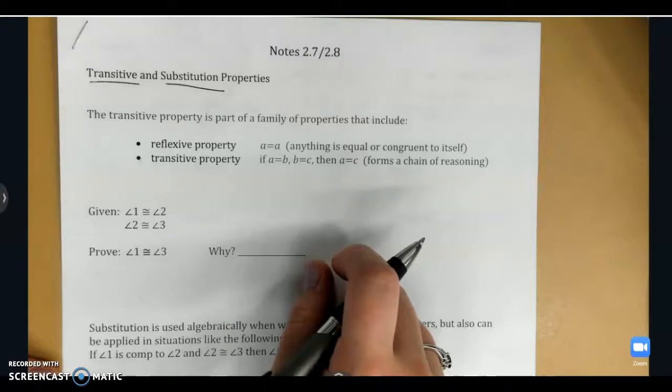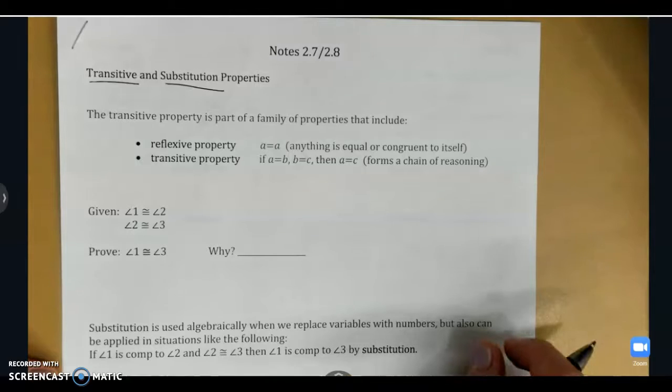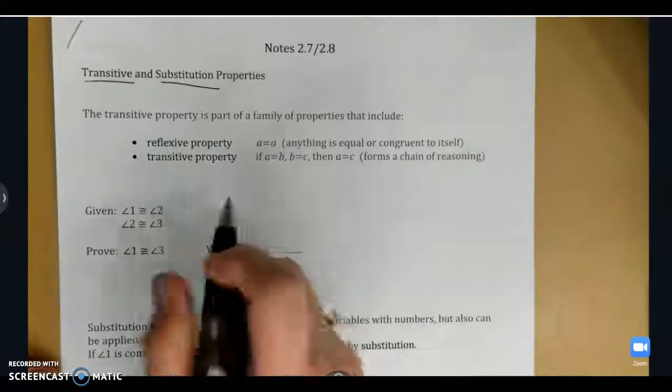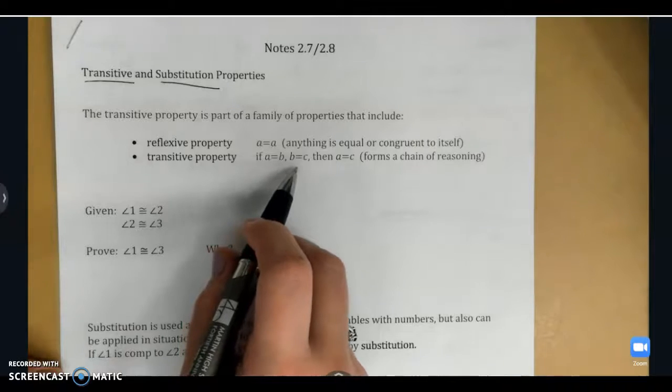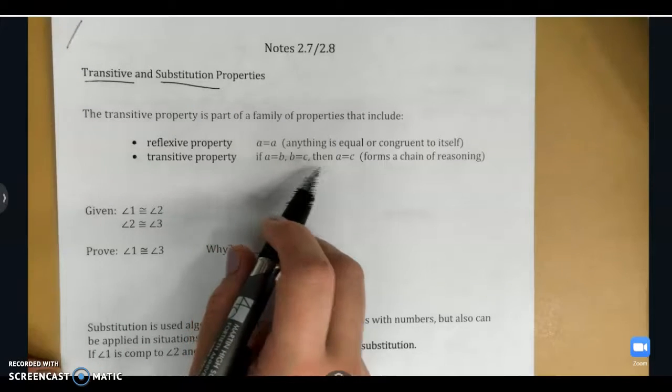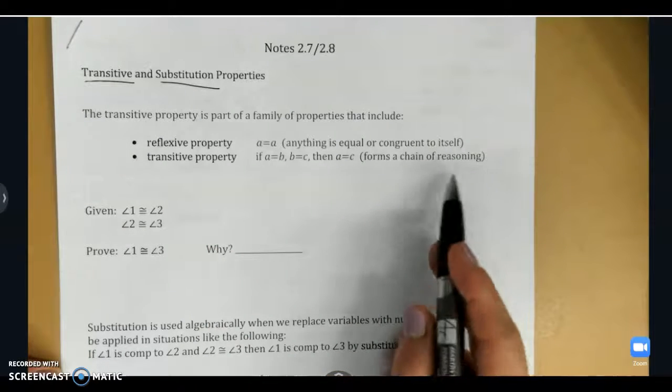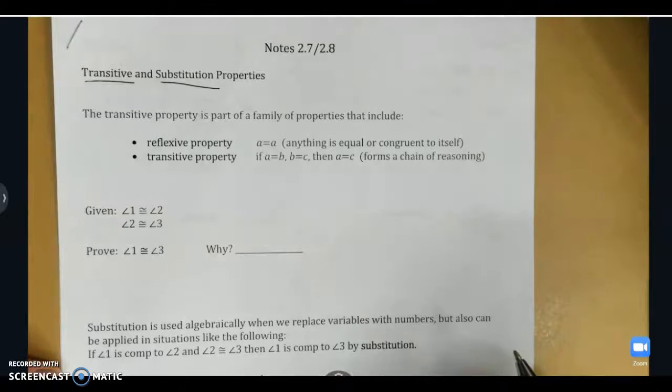This is going to become extremely important when we start talking about congruent triangles. And then the transitive property. If A is equal to B and B is equal to C, we can conclude that A equals C. So this is like the chain of reasoning, like the syllogism stuff that you've already seen before. But our supporting statement for that, if we were to do a proof, would be the transitive property.